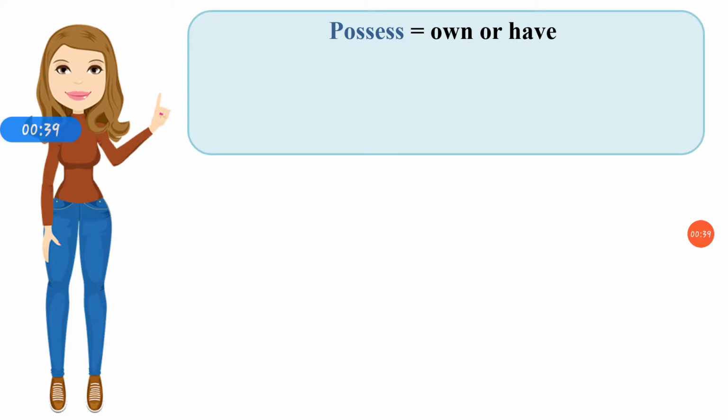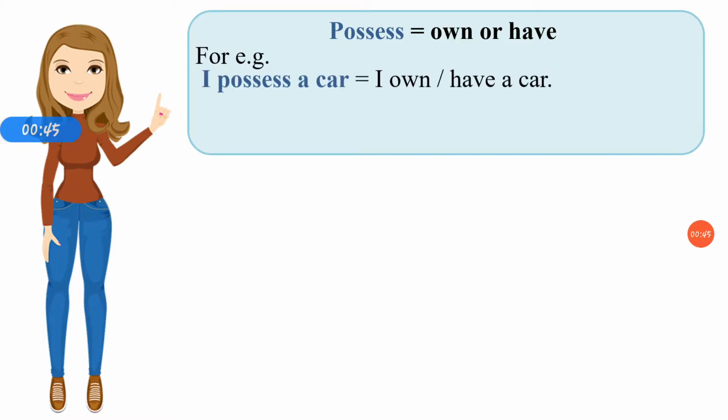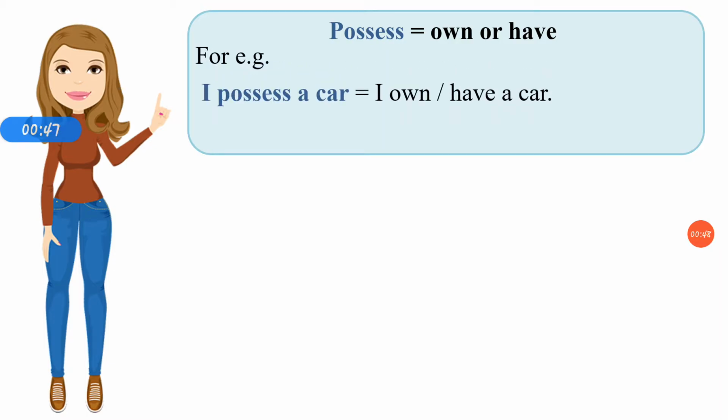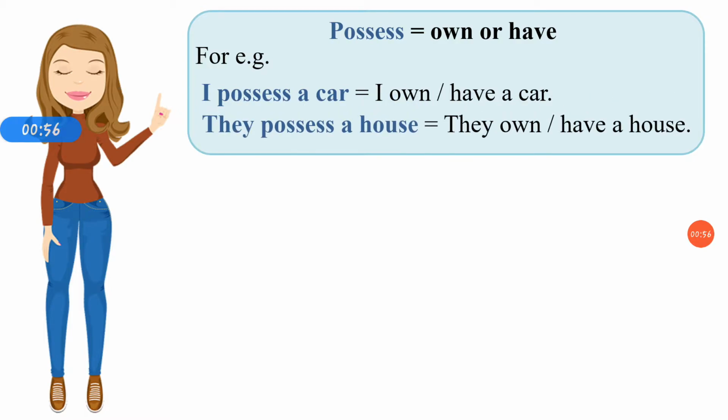Possess. Possess means to own or to have. For example, I possess a car. That means I own or I have a car. They possess a house. It means they own a house or they have a house.